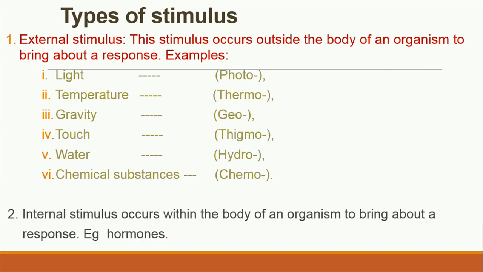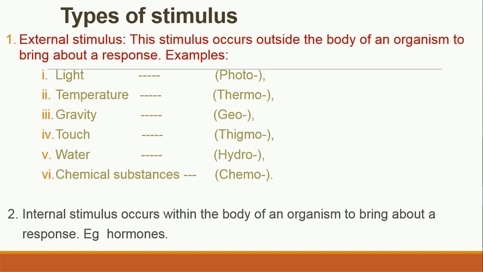So we can have changes such as change in light intensity, which we represent as photo here. We can also have change in temperature, which can also be called thermal change. We have change in gravity, which can be called geo. We have stimulus of touch, which can be called thigmo. We have stimulus of water, which can be called hydro. And of course, stimulus of chemical substances such as salt, which can be said to be what? Chemo. So you should be able to know the difference between all of these stimulus.